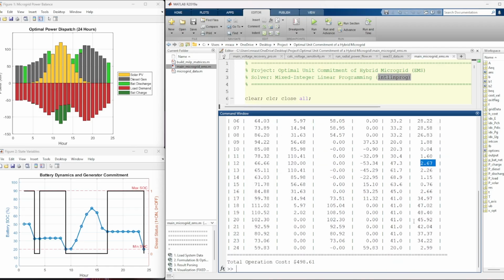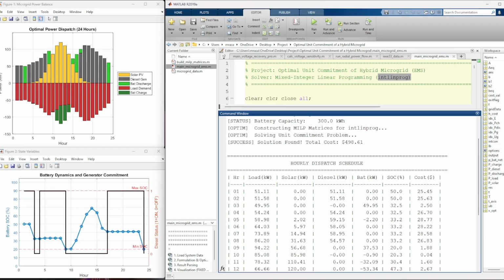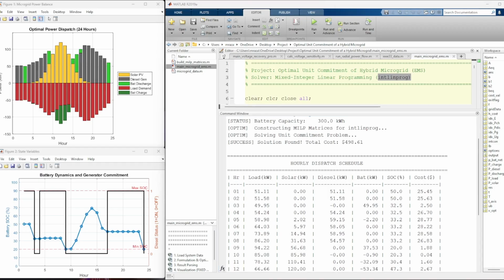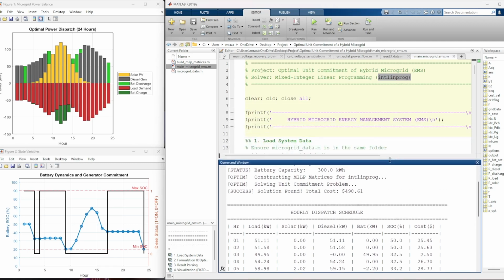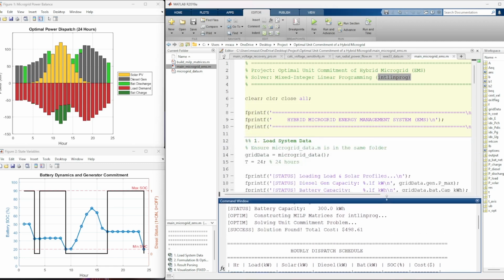So after all this sums up, we have the final operation cost, which is $498.61 throughout the day. And if we utilize all our power using the diesel generator, we may face a lot of cost if we run the diesel generator throughout the day. So that's how this optimal unit commitment works for a hybrid microgrid, and it's very cost efficient, which you can see: $498 for a day of 24 hours.